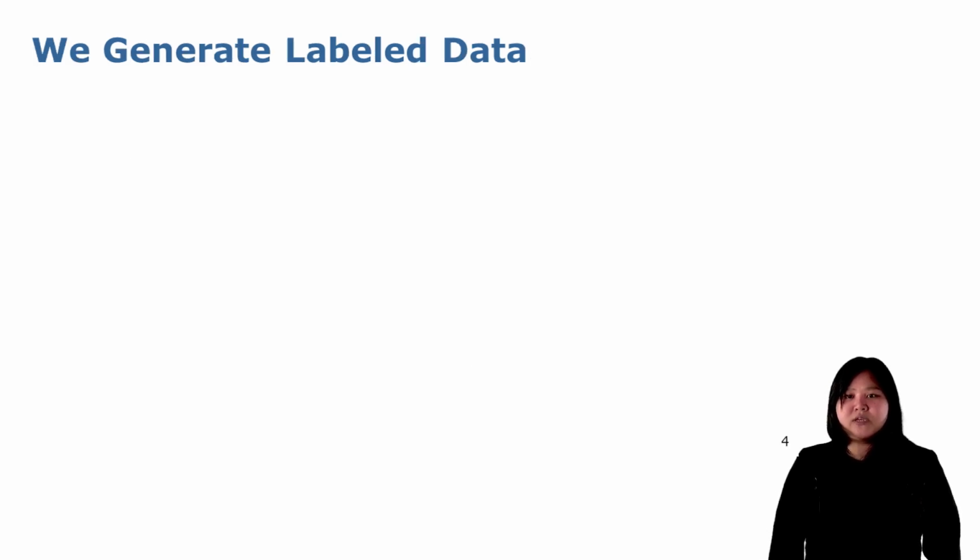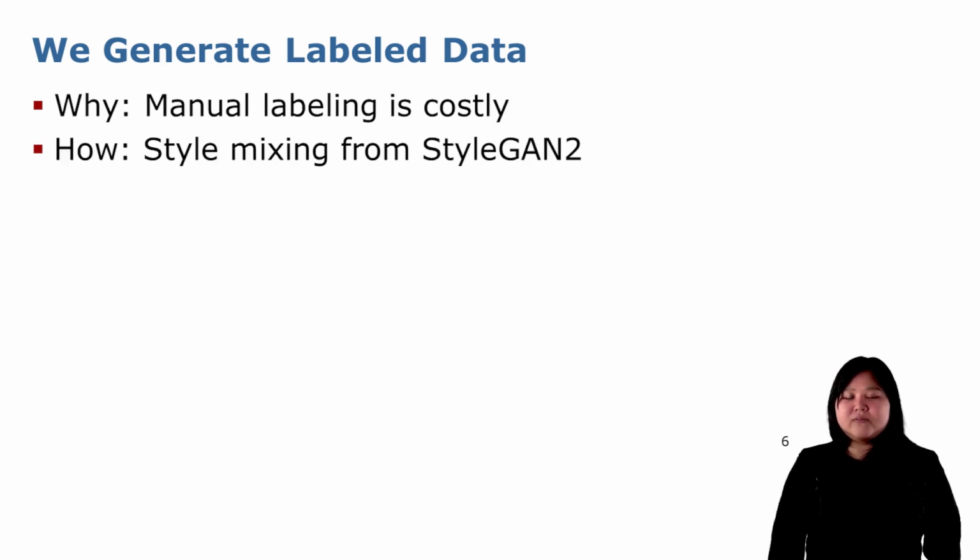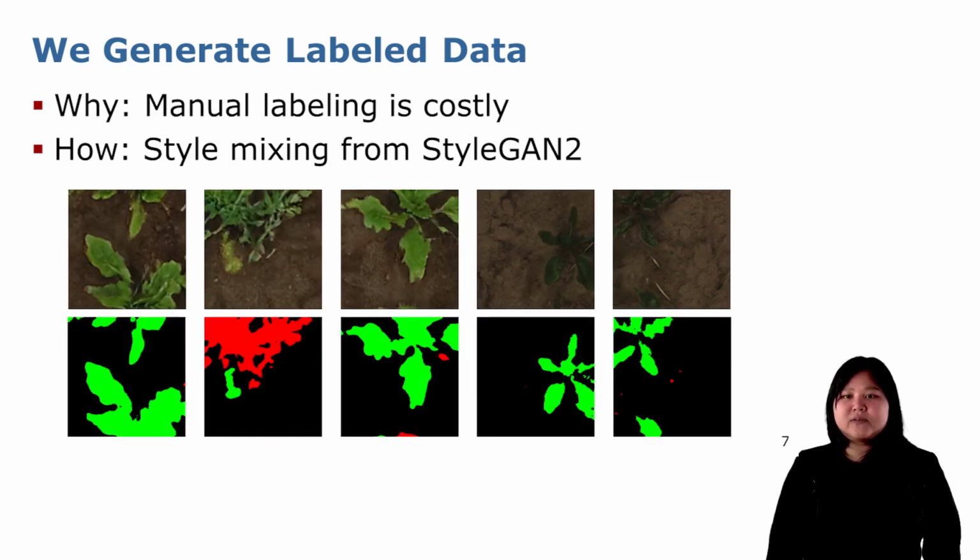Throughout our presentation today, we'll be looking at how we are able to generate labeled data that we can use to develop these machine learning networks. We would like to generate labeled data automatically because manual labeling is extremely costly. And we are able to generate this labeled data by leveraging on the style mixing by Stachniss 2. Here are some example images and their labels that we have generated.